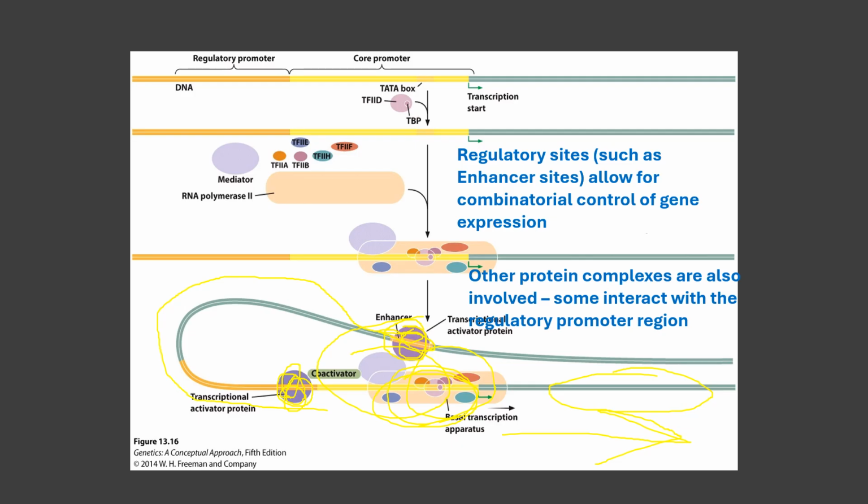So again, kind of a complicated figure, but what it's trying to do, and I think it does a pretty good job if you sit and stare at it for a little bit, is it shows that a number of regulatory sites are necessary. Some of these are called enhancer sites, for example. This allows for, again, combinatorial control of gene expression. So this idea that many proteins have to be present in the right combination at the right time in order to express the gene to make mRNA. And sometimes whole other protein complexes are involved that are far away from the actual gene itself.